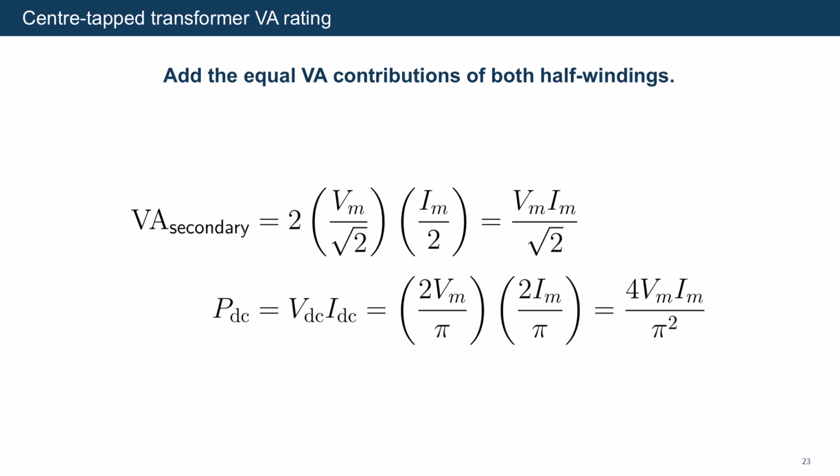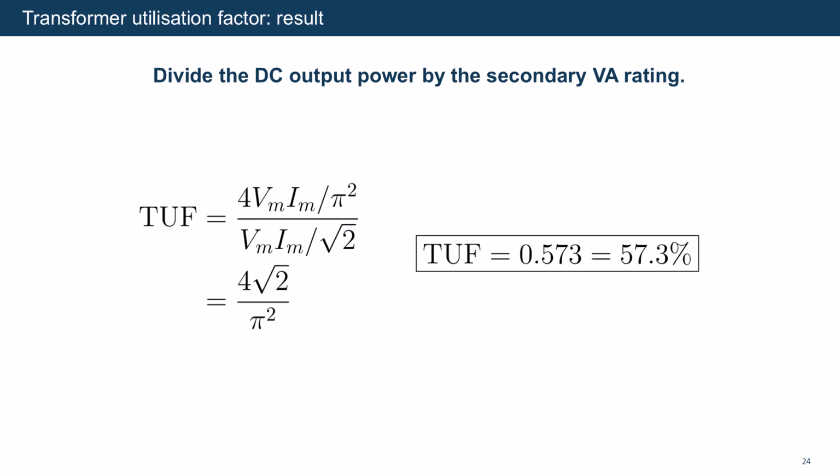The DC load power is VDC times IDC. Substituting both average values gives 4 Vm Im divided by pi squared. Dividing DC output power by the total secondary volt-ampere rating cancels Vm and Im. The resulting transformer utilization factor is 4 square root 2 divided by pi squared, or 0.573. Thus about 57.3% of the secondary VA capability appears as DC load power under the standard ideal convention.